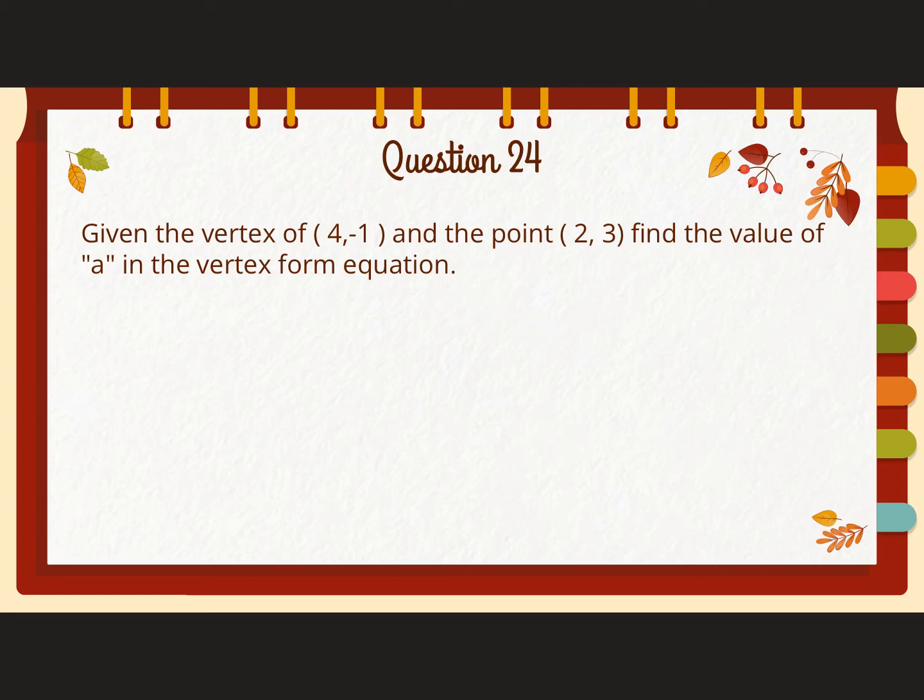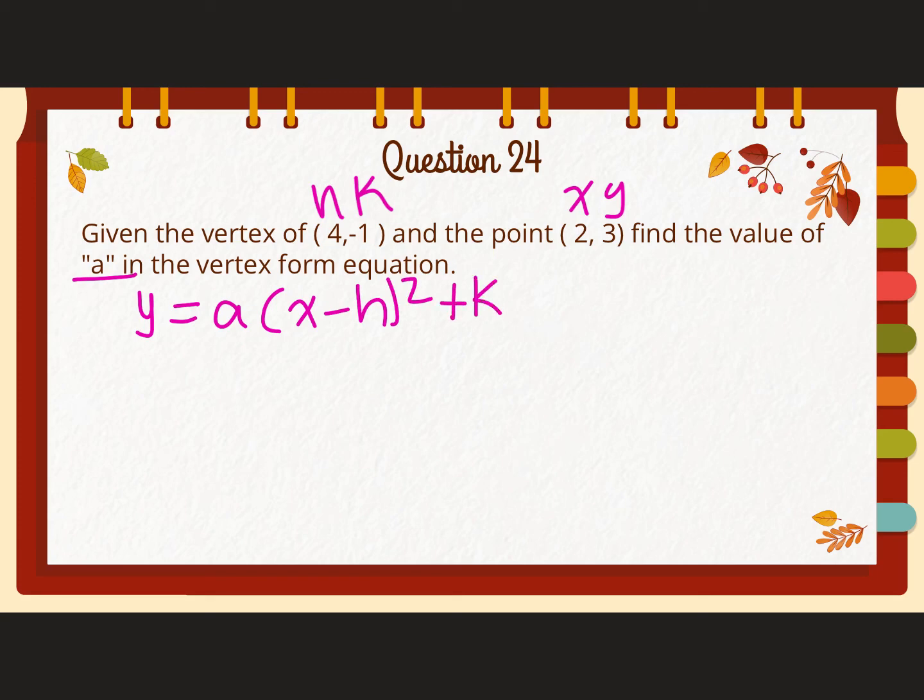Alright, so for this problem here, they give us the vertex, which is h, k, and a point, which is x, y. We need to solve for a and write it. So what we're going to do, we're going to write out our original vertex form, just like we've always seen it, plus k. I'm going to replace all those numbers now into my equation. I know my y is 3. I'm going to have an equals a, that I don't know what it is yet, square plus. Okay, so now I can fill in. My x was 2, my h is 4, my k is a -1. So now let's math it up.